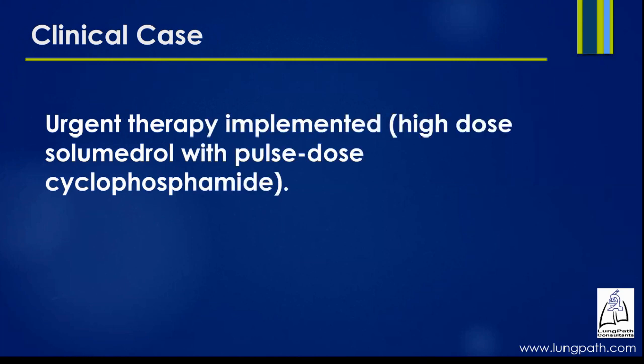Urgent therapy was implemented for this patient, including high-dose solumedrol and pulse-dose cyclophosphamide. The patient recovered. So this is a success story. It's not always the case with diffuse alveolar damage. In some cases, no etiology is discovered, and despite all therapies, the patients succumb. It's a pretty high mortality rate, more than 50% today for all comers with diffuse alveolar damage.